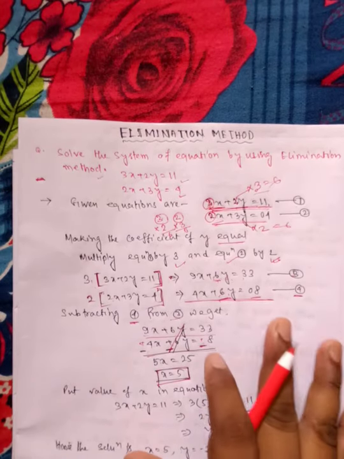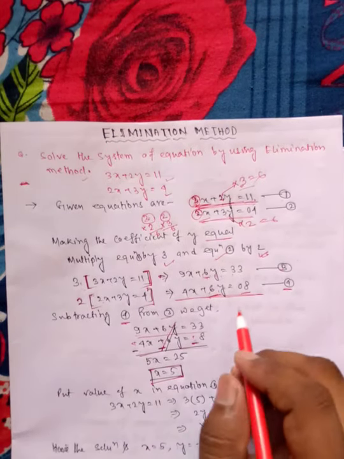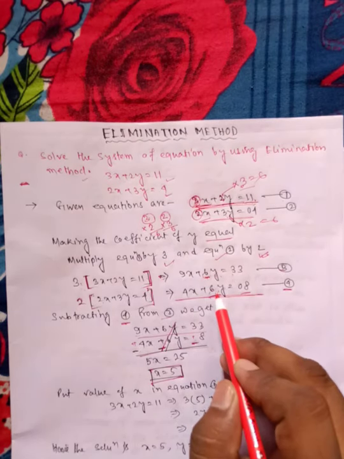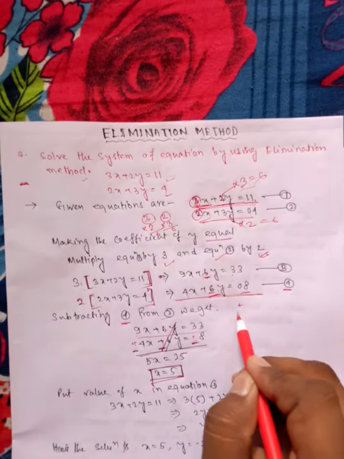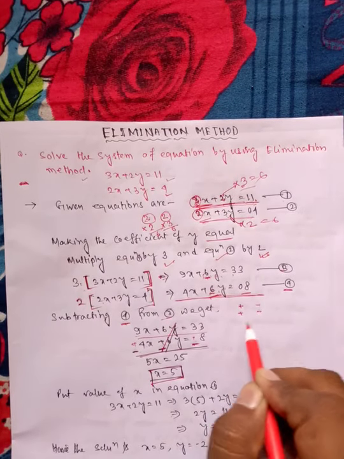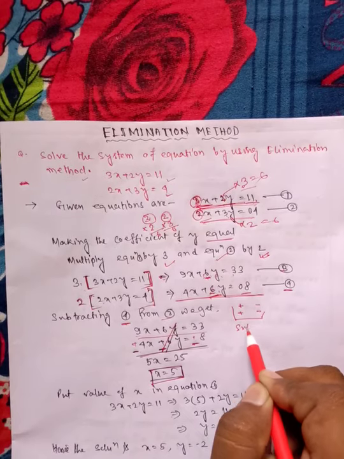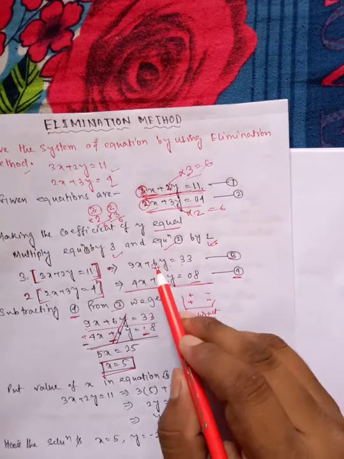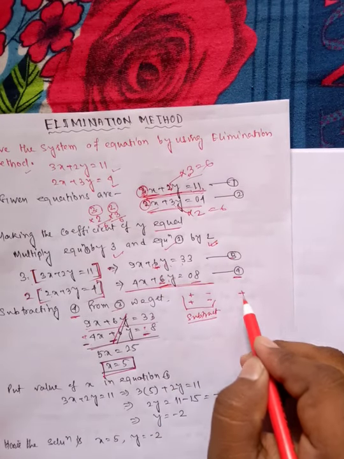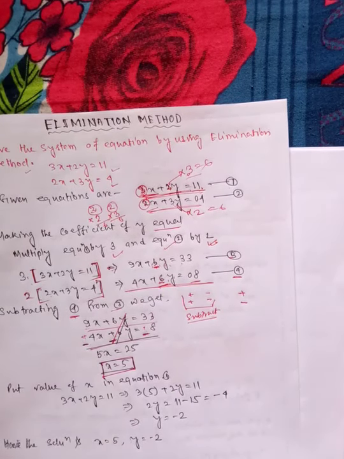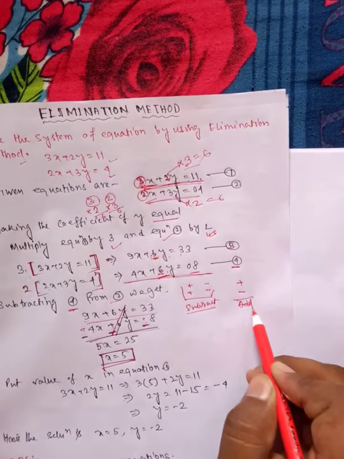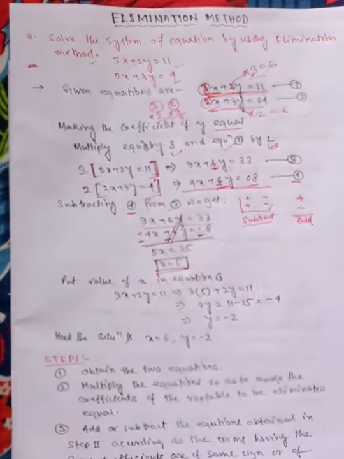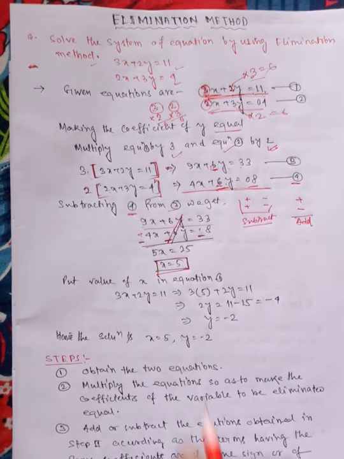Now, when do you subtract and when do you add? If your coefficients are equal and have the same sign, that means plus plus or minus minus, then you have to subtract. And if your coefficient values are equal but the signs are different, opposite, then you have to add. So we got the value of the variable x, that is x equals 5.